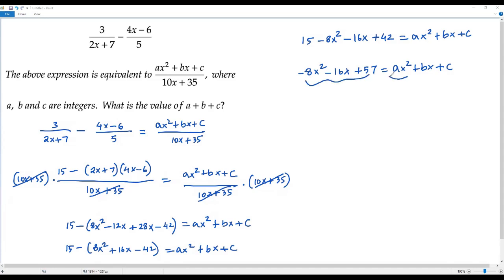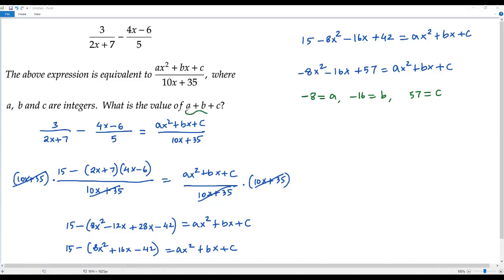Here, two expressions are equal. Whenever two expressions are equal, then the coefficients of like terms must be equal. That is, the coefficient of x² on the left side and the coefficient of x² on the right side must be equal. The coefficient of x on the left side and the coefficient of x on the right side must be equal. And also the constant terms must be equal. Then we get negative 8 equals a, negative 16 equals b, 57 equals c. Okay, here we got the values of a, b and c.